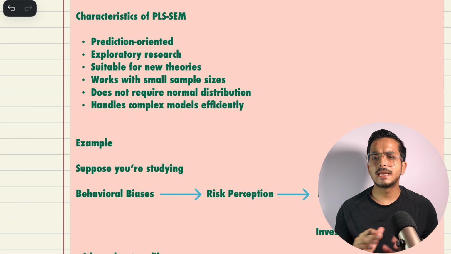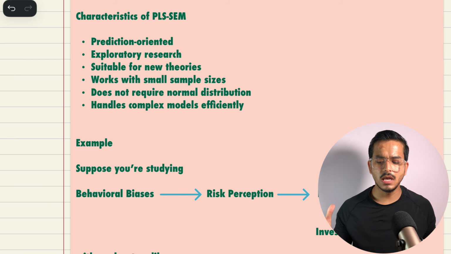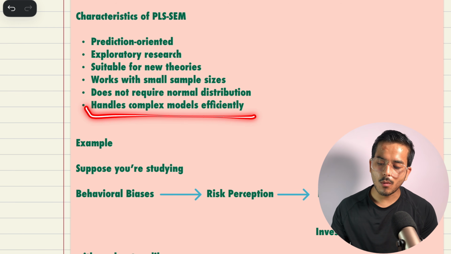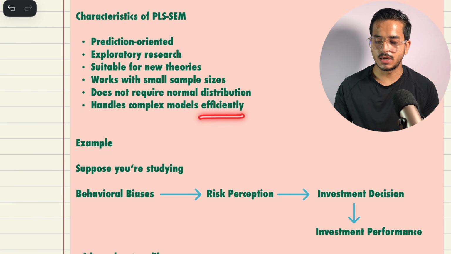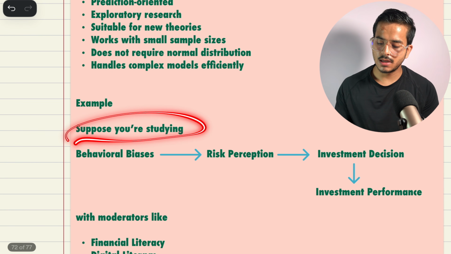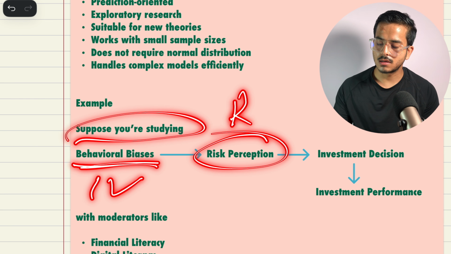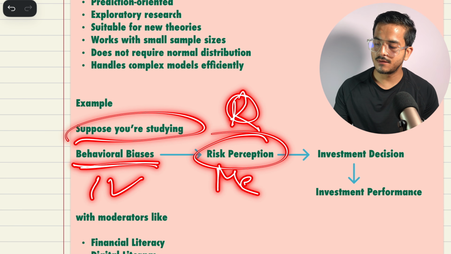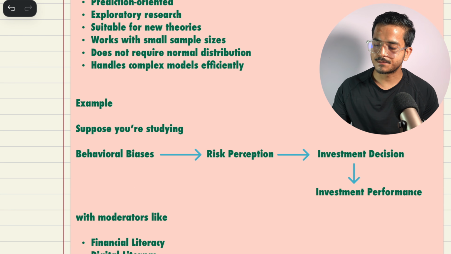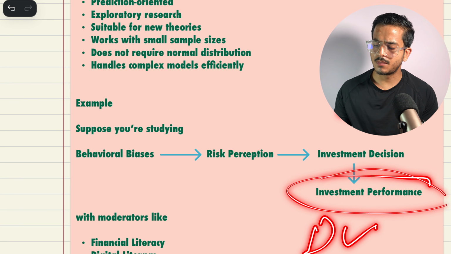So obviously its area of data analysis becomes very vast. It handles complex models efficiently. Suppose you're studying behavioral bias, that is your IV, risk perception, that is your mediating variable, and investment decision, that is your dependent variable.